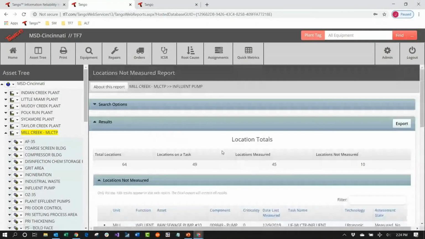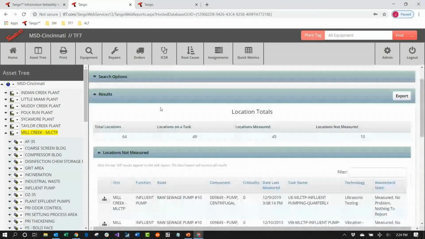All right, so let's look at the top there. You've got 64 total locations in the Mill Creek influence pump area. 49 of those locations are on task. So for whatever reason, some of those locations are not in a task. 45 of those 49 locations that are on task have been measured. Locations not measured, 10 have not been measured.